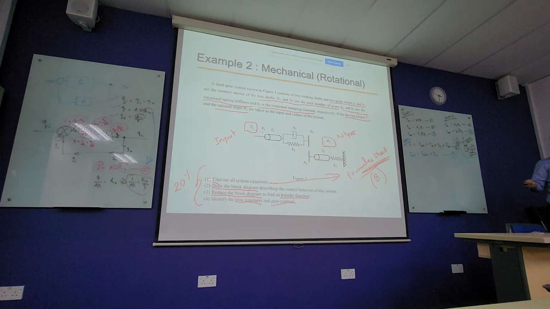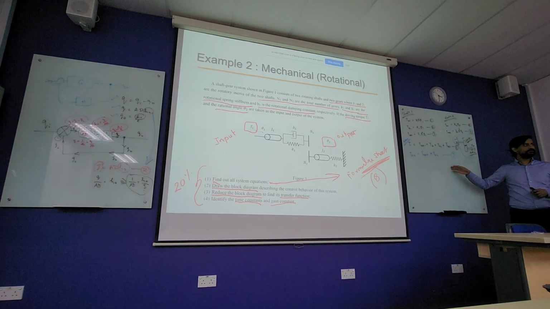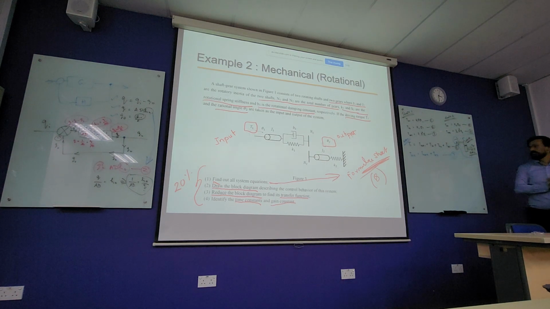So that's the first thing we need to do, like the first subdivision: find out all the system equations. So we have 7 equations, each carries at least 1 mark. Actually, the first equation carries 2 marks. Okay, that's how it works. Are we good? Or do we have any question on the 7 equations?